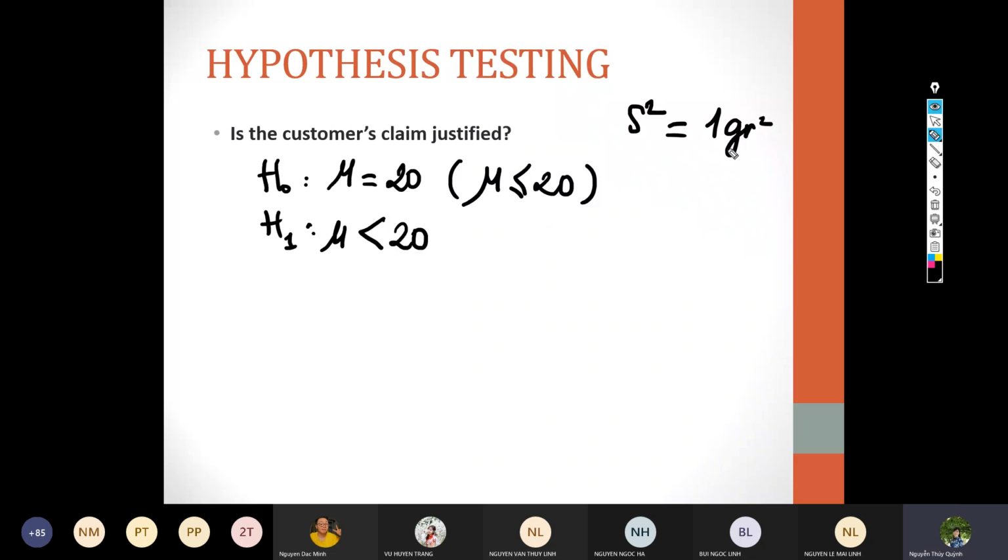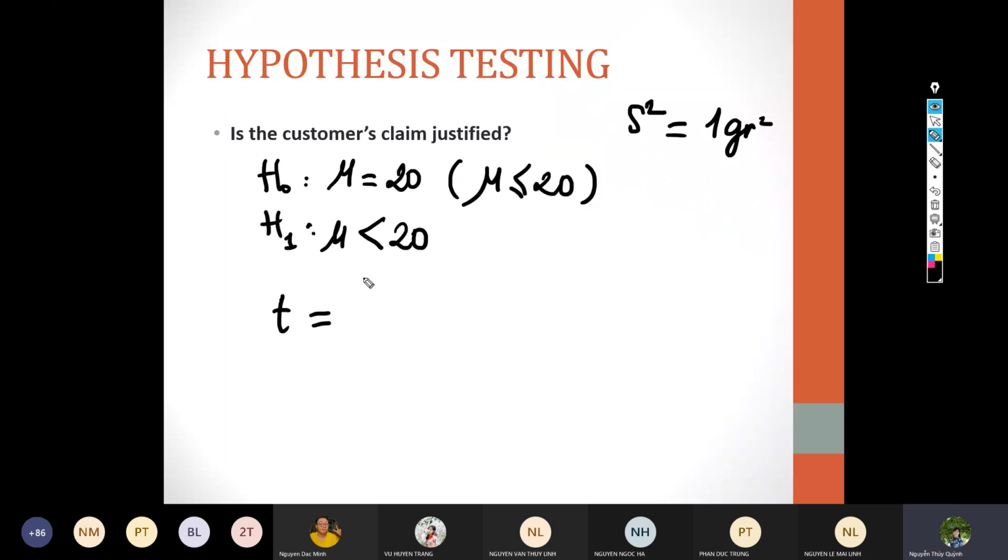And then what will be the test statistic that we need to calculate? Do we have to calculate a z value, or do we have to calculate a t value? In this case, t value. Yeah, we have to calculate a t value because we do not know the exact value of sigma square. All right. So how can we calculate the t value here?